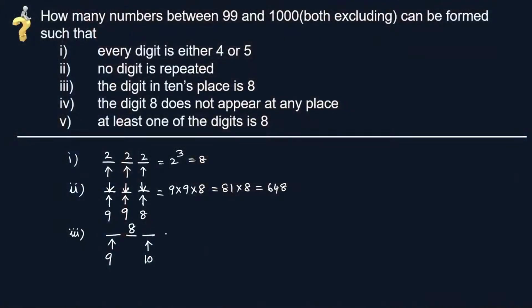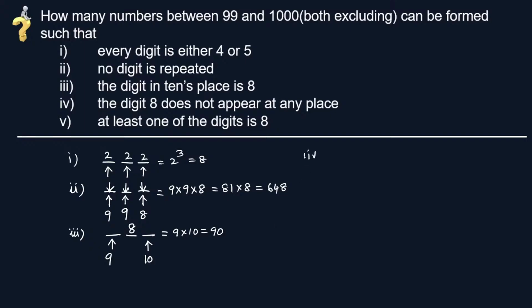What is the condition in this problem? The condition is that 8 is always in the 10th place. Now whether that 8 is coming in the unit digit or the 100th place, it doesn't matter to me. My 8 is in the 10th place. That's all. That's the condition given in the question. So the total number of such numbers that can be formed is 90, in which 8 is always in the 10th place.